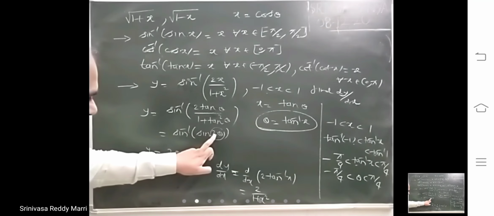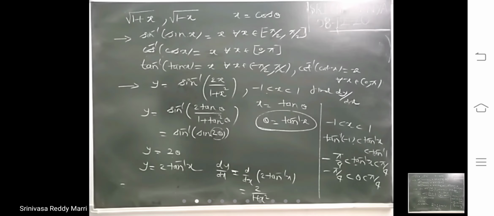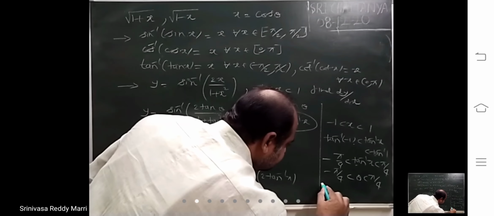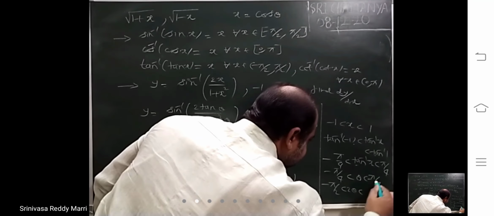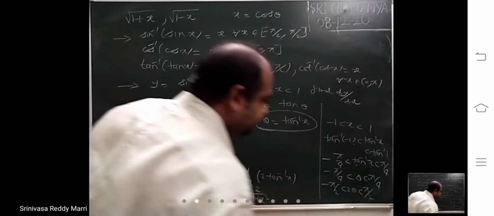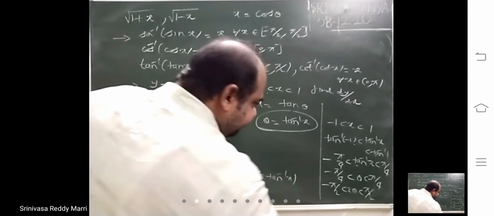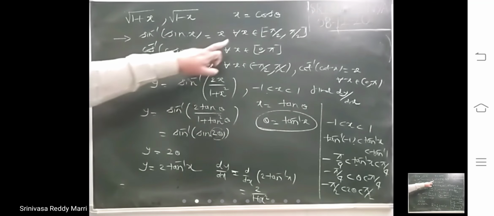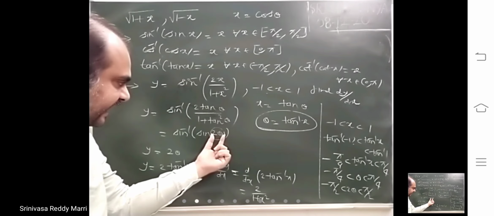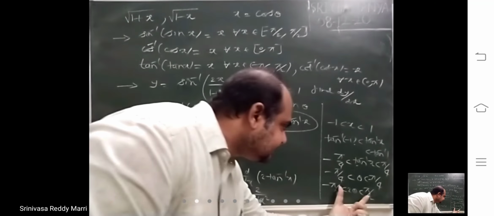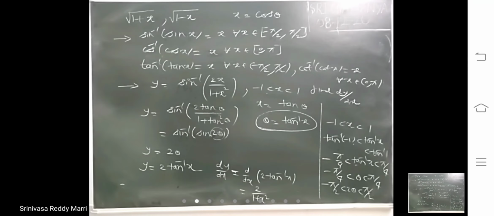Now 2 theta is there, so you check where 2 theta lies. Multiply by 2: 2 theta is greater than minus pi by 2 and less than pi by 2. So 2 theta lies in the interval minus pi by 2 to pi by 2. Now in sine inverse sine x, the angle is 2 theta, which lies in minus pi by 2 to pi by 2. Therefore sine inverse sine of 2 theta is 2 theta, that means 2 tan inverse x.